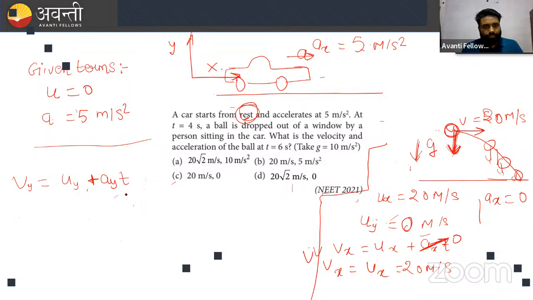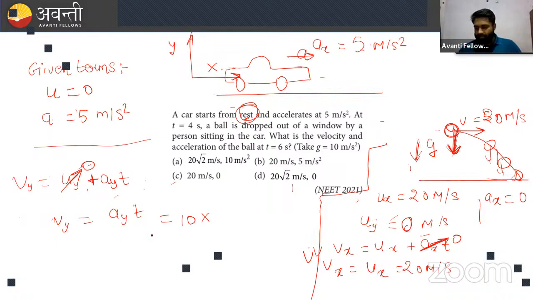So here also uy is 0 because it is a just drop case. So vy here is ay into t. What is the ay? ay is 10. And what is time? That is important. What will students do? They will put t is equals to 6 seconds directly over here. But this is not the case.